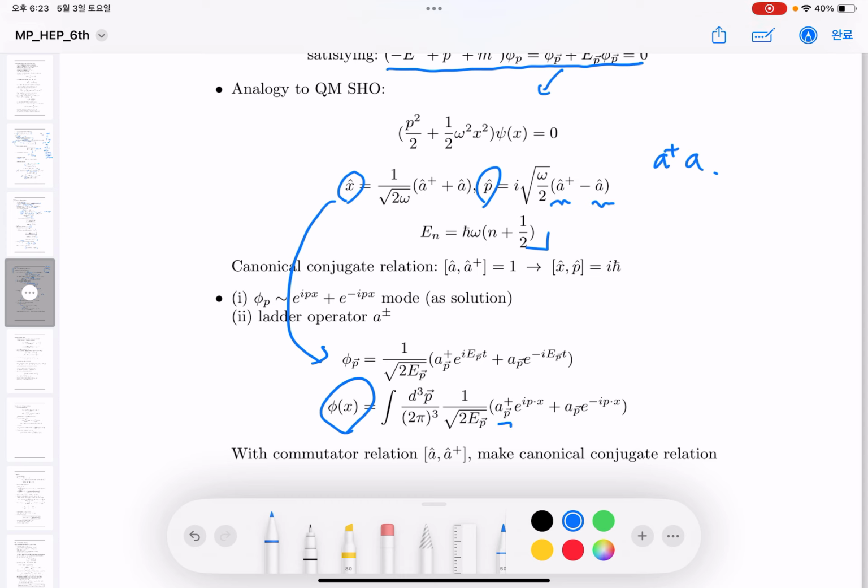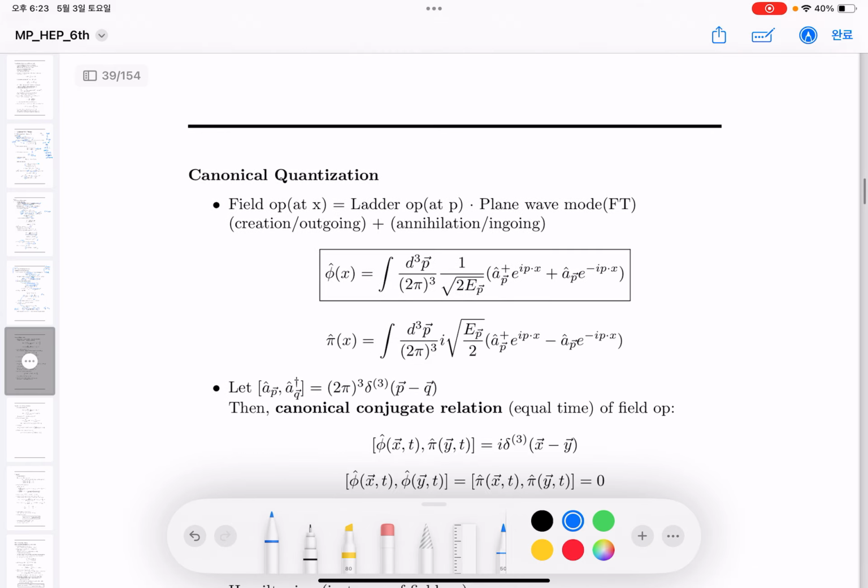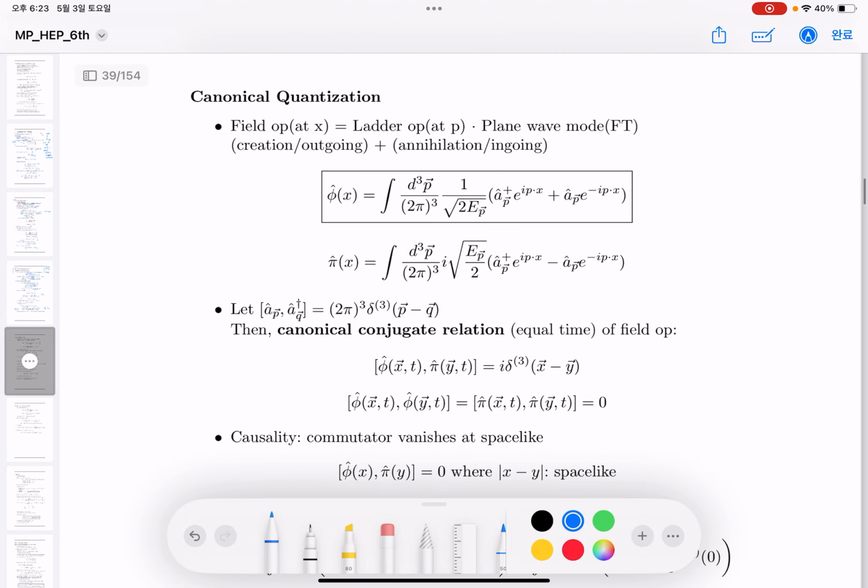The field is described by combinations of the ladder operators a plus and a at some specific momentum mode, multiplied by the p mode plane wave solutions. The field operator at x is given by the momentum expansion, or the Fourier transformation form. So to specify the field quantization at the operator level, we define it like that.